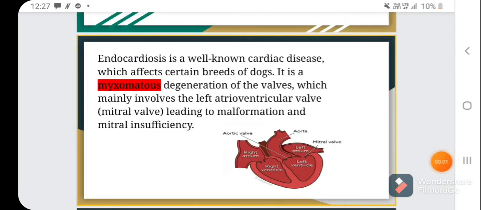So endocardiosis is a well-known cardiac disease which affects certain breeds of dogs. It is myxomatous degeneration of the valves, and it mainly involves the left AV valve, leading to malformation and mitral insufficiency. Okay, as clearly written here, the degeneration mainly affects the left side, or mitral valve.